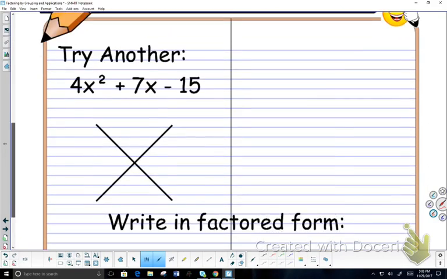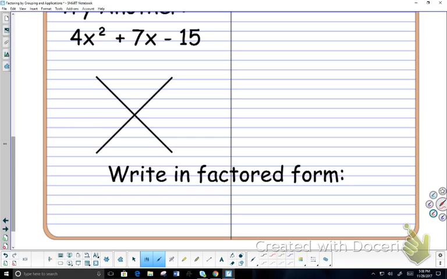Let's try yet another. 4 times negative 15, that goes at the top, which is negative 60. 7 goes in the bottom. So you're looking for two factors of 60 that will combine to give you 7. 12 and 5, so long as 5 is negative, 12 times negative 5 gives you negative 60. 12 minus 5 gives you 7.